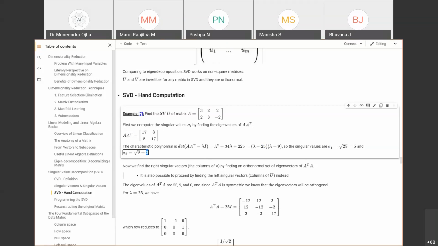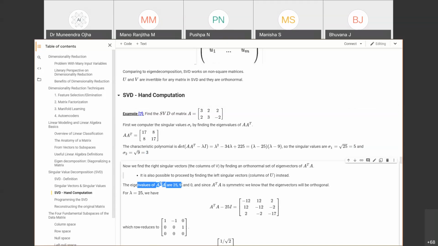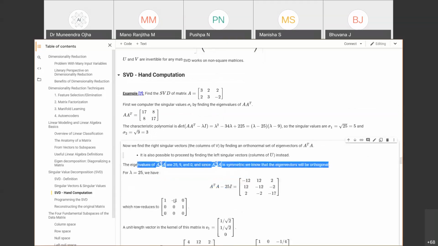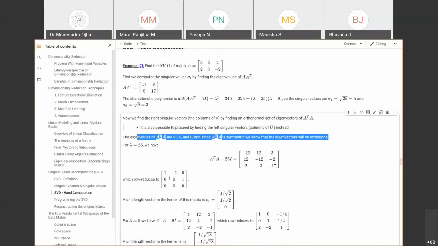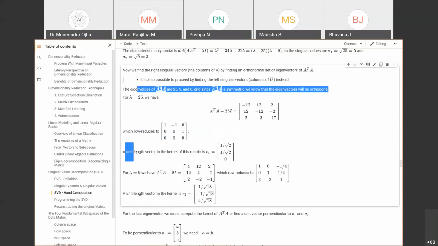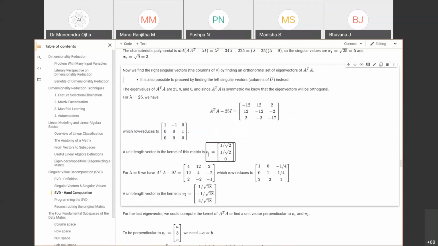Now we find the right singular vectors, the columns of V, by finding an orthonormal set of eigenvectors of ATA. The eigenvalues of ATA are 25, 9 and 0. Since ATA is symmetric, we know that the eigenvectors will be orthonormal. For lambda equal to 25, we have ATA minus 25I, and we solve it to get V1. The unit length vector in the kernel of this matrix is V1 equal to 1 upon root 2, 1 upon root 2, 0. For lambda equal to 9, we have the final reduction, and the unit length vector in the kernel is V2.